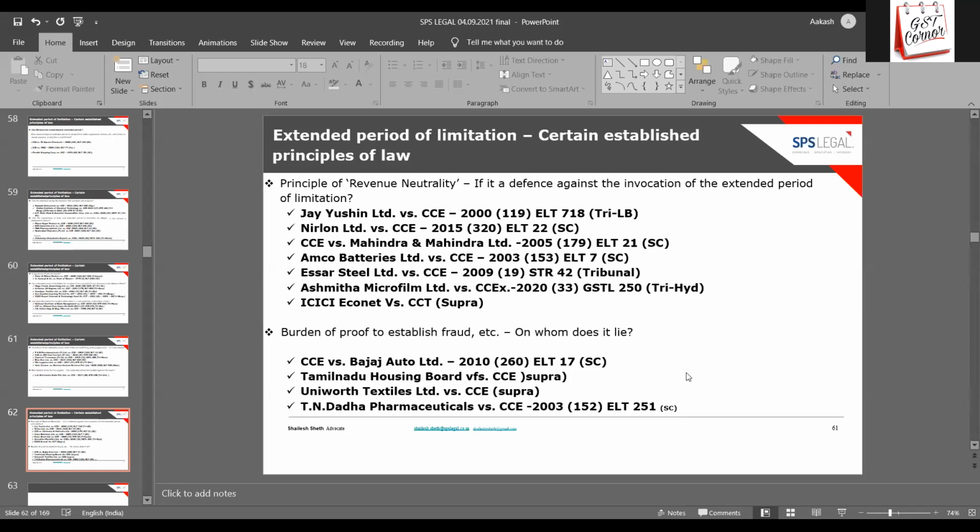Once the department actually establishes that prima facie there is a case of willful suppression by leading evidence on record, the burden will shift to the taxpayer or SSE or the noticee to counter those charges.